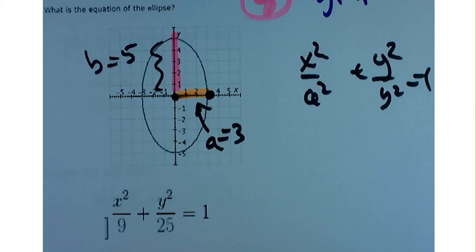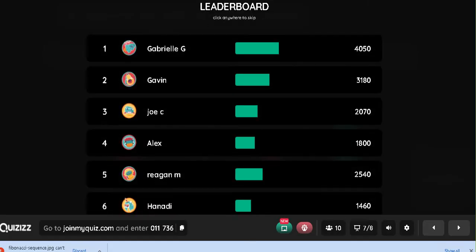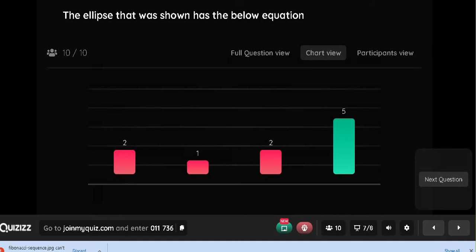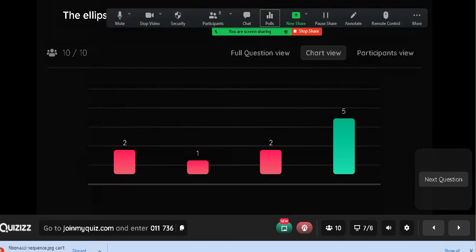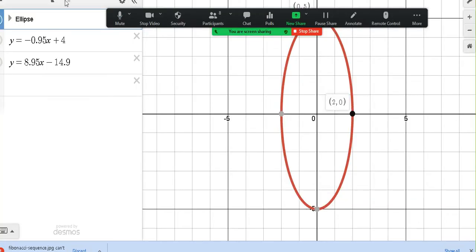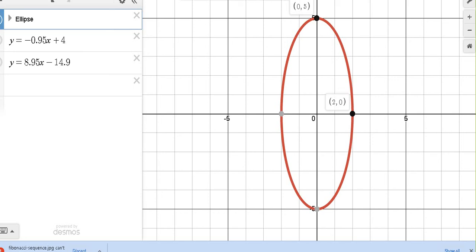All right. Let's take a look back at our graph. And Gavin, reaching up there into second. Gabrielle still holding on to first place pretty solidly. So you moved a distance of 2 to the right, and then up 5, so it should be x squared over 2 squared plus y squared over 5 squared equals 1. You could also write x squared over 4 plus y squared over 25, but either way.